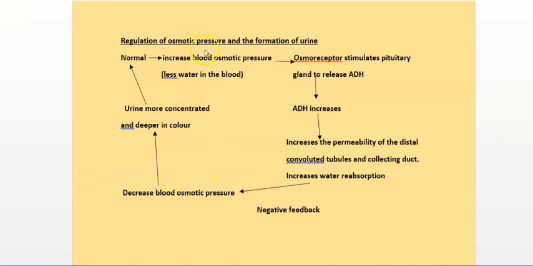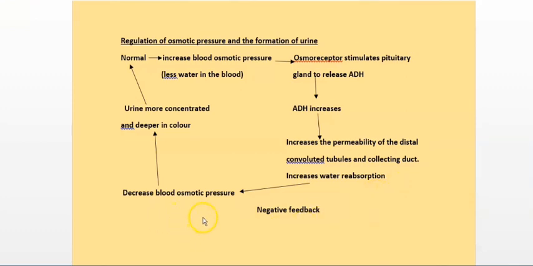Okay, now we see the regulation of osmotic pressure during the formation of urine. First, the osmotic pressure is normal, and then it increases. An increase in blood osmotic pressure means less water in the blood. What happens? The osmoreceptors in the brain stimulate the pituitary gland to release ADH hormone. When the ADH hormone increases, this will increase the permeability of the distal convoluted tubules and collecting duct. This will increase the water reabsorption.